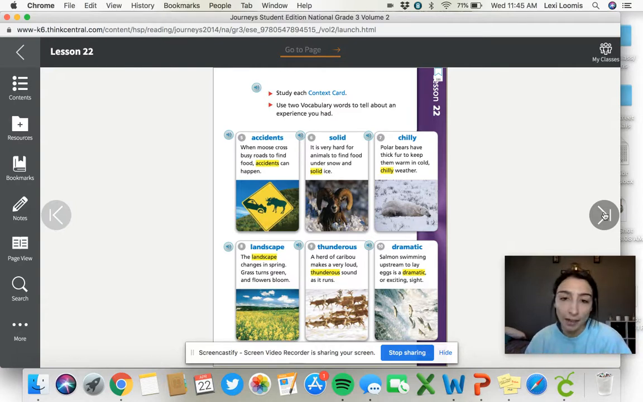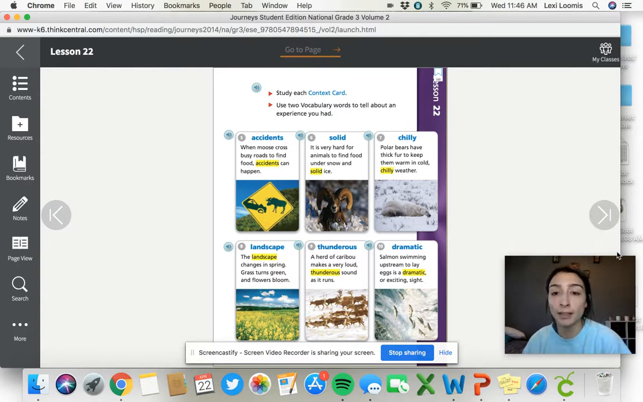And then dramatic. Salmon swimming upstream to lay eggs is a dramatic or exciting sight. So dramatic can be like over the top. When you're reading sentences with exclamation points, you need to use a lot of dramatic, like, voice expression. So you want to be extra and extra loud. So dramatic can also mean extra.